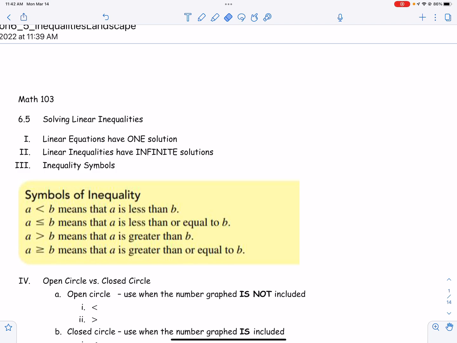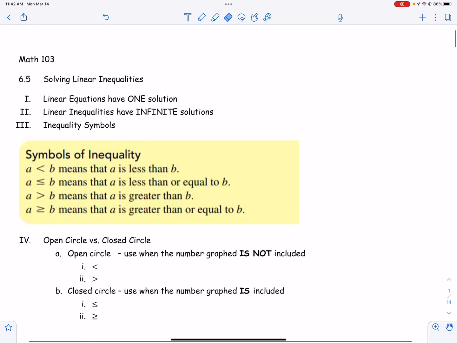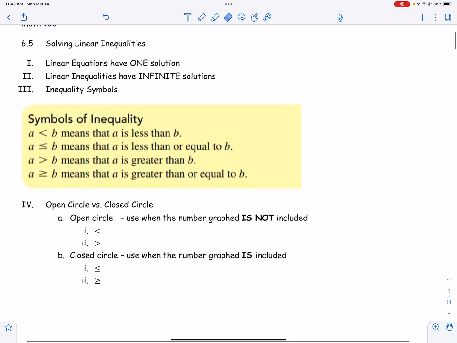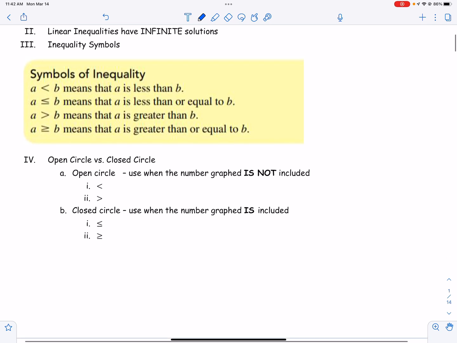All right, this is 6.5, inequalities in 103. When we solve equations, usually we have one solution. Now when we solve inequalities, we're going to have many solutions. And so we have to know our inequality symbols, and we have to know whether we're going to have open or closed circles.